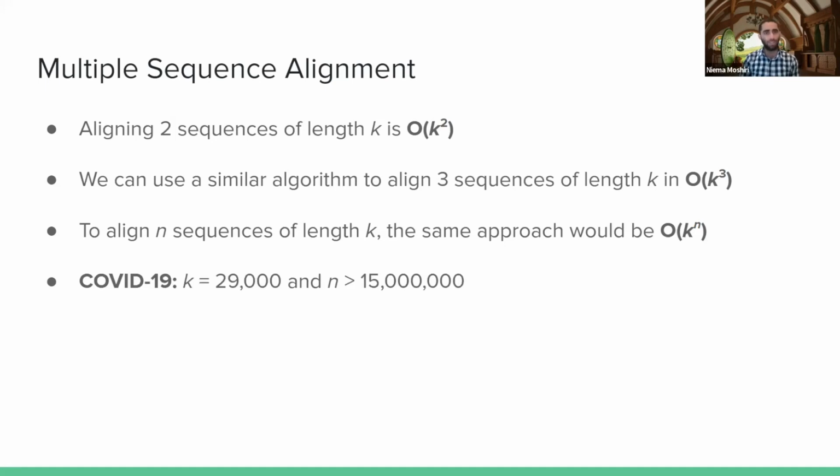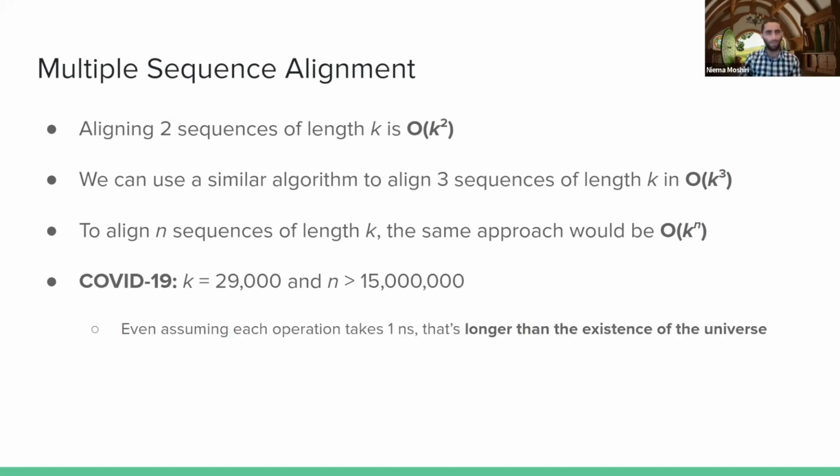Unfortunately, not so much. Remember with COVID-19, if I'm looking at the SARS-CoV-2 genome, I have roughly 29,000 letters in the genome, and the number of genome sequences is over 15 million. So if I wanted to do 29,000 to the power of 15 million calculations, even assuming that each of these operations is 1 nanosecond, that's longer than the existence of the universe, a little bit too slow for real-time public health intervention.